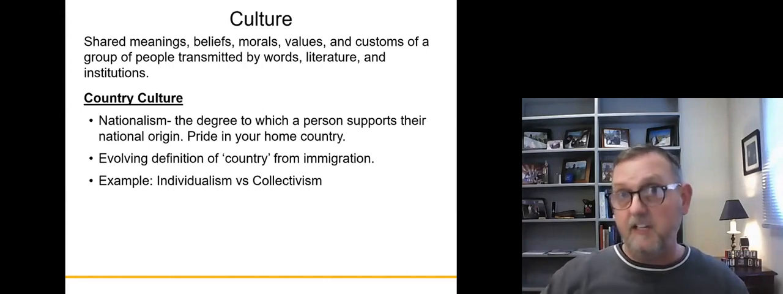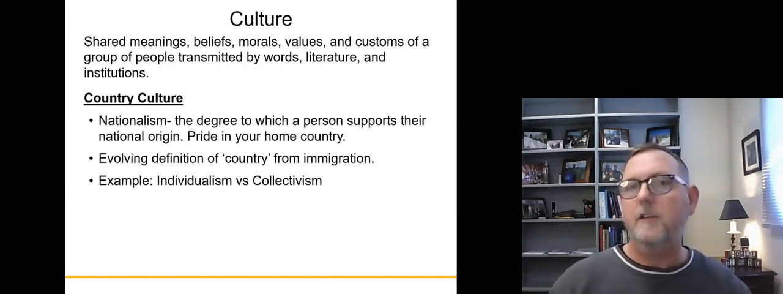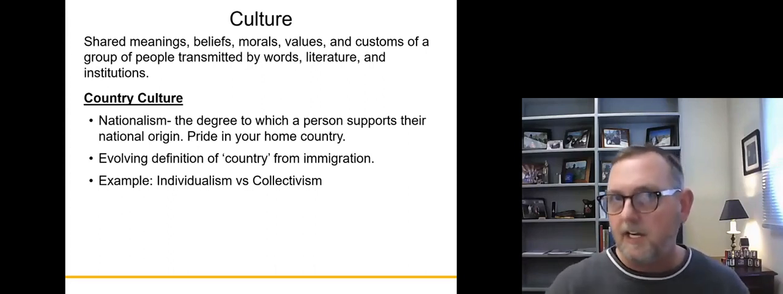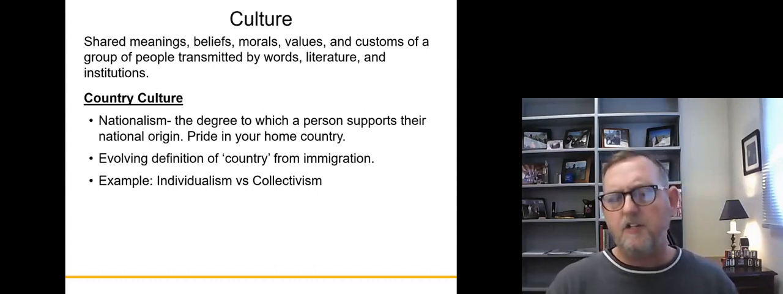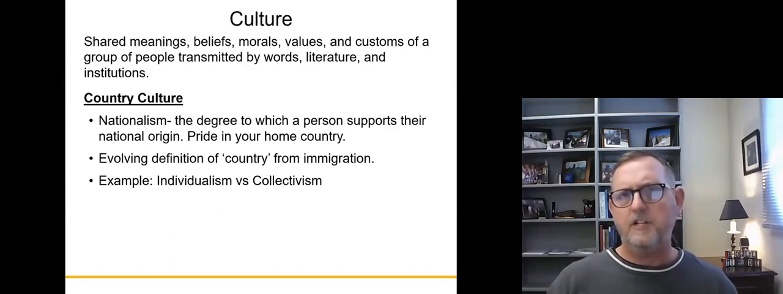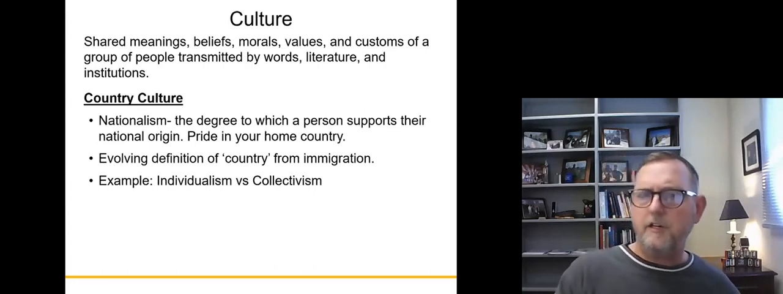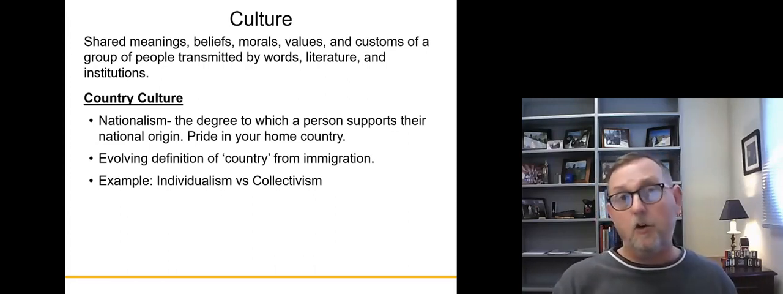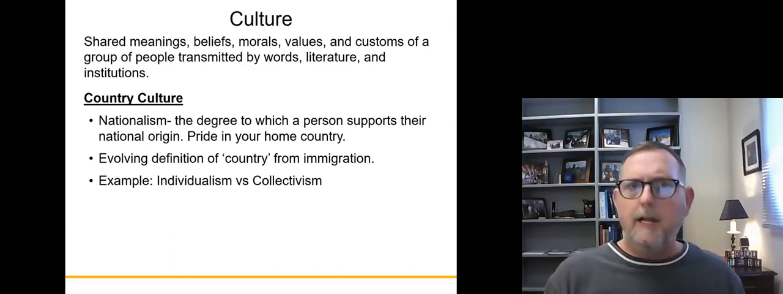So people have this feeling of pride all over the world, regardless of what country you live in. People have pride in where they come from. Evolving definitions of country can exist if there's a lot of immigration and emigration and shifting elements. So there is a culture of a country. As new people come into that culture, the culture is changed a little bit. Maybe not a lot, but a little bit.